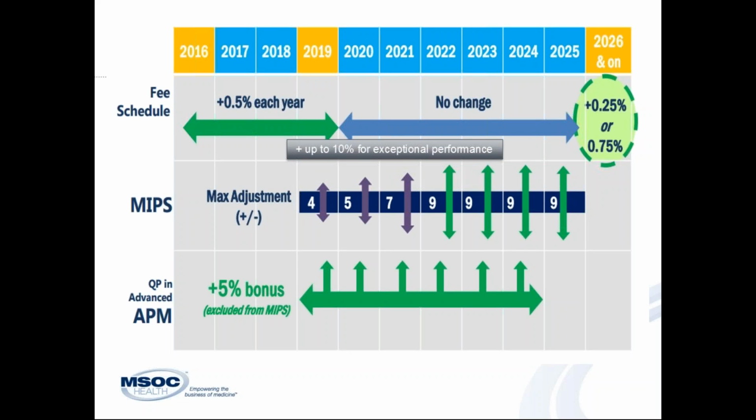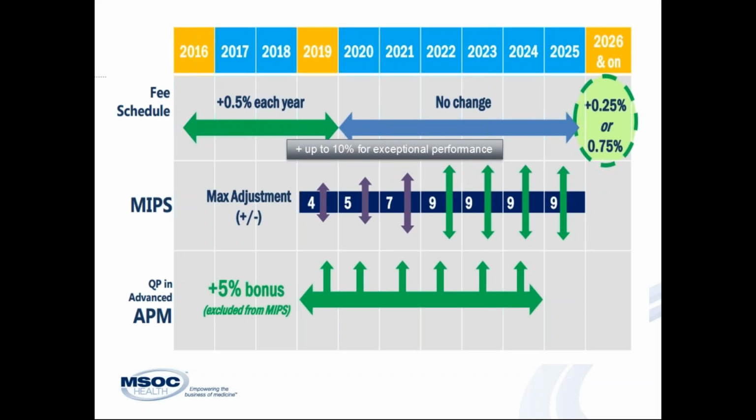Here's what happens. This is what's in the law. We have the 0.5% increase every year from 2016 to 2019 by law. Then there will be no change in the physician fee schedule for the next 6 years. And after that, starting in 2026, there will be a bifurcated increase in the fee schedule.